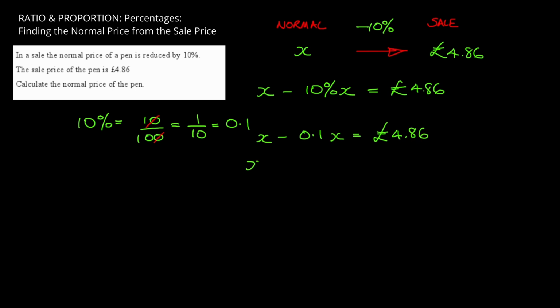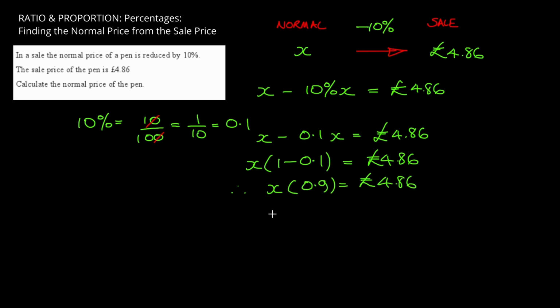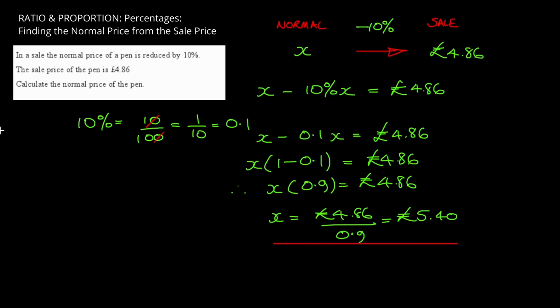I can take an X out of this equation and I get X multiplied by 1 minus 0.1 equals £4.86, and therefore X multiplied by 0.9 is equal to £4.86, and therefore X is equal to £4.86 divided by 0.9, and if you pop that into a calculator you get £5.40, which is the normal price, and that is your answer.